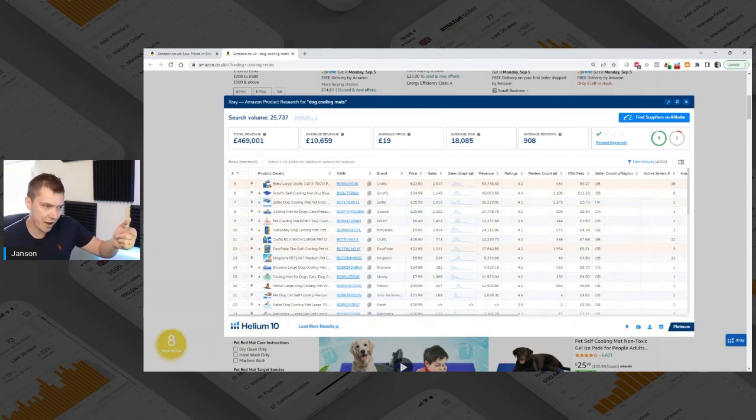We need to see five sellers doing that, and we can see they have got that. We can see the price point is very attractive throughout. So the average price is £19, and the majority of sellers are actually quite a bit above that.